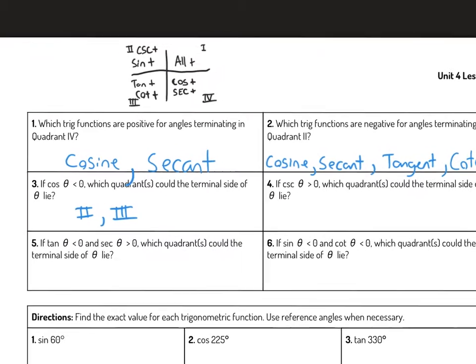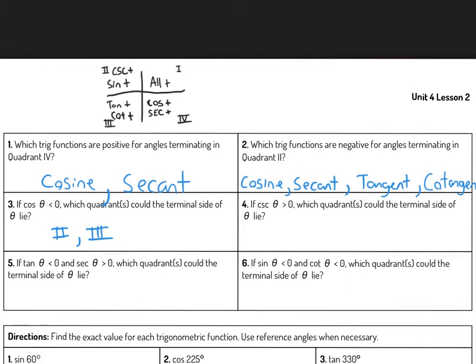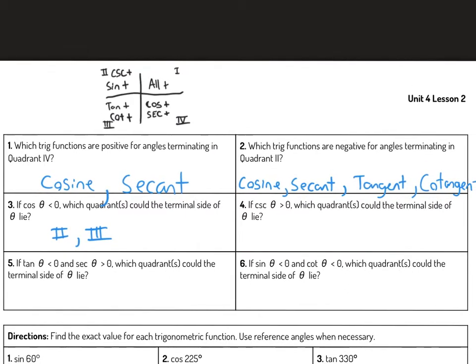If cosecant of theta is greater than 0, in what quadrant could the terminal side of theta lie? Well, everything is positive in quadrant 1, and cosecant is also positive in quadrant 2. Great.